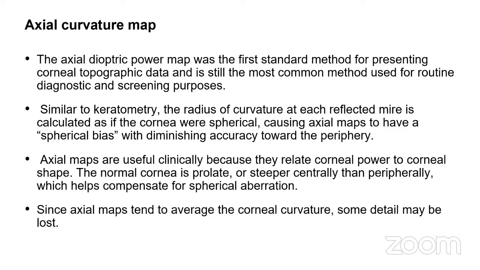Axial maps are used clinically because they relate corneal power to the corneal shape. The normal cornea is prolate in shape, or steeper in the center and flatter in the periphery, which helps to compensate for the spherical aberration. Since axial maps tend to average the corneal curvature, some details may be lost.